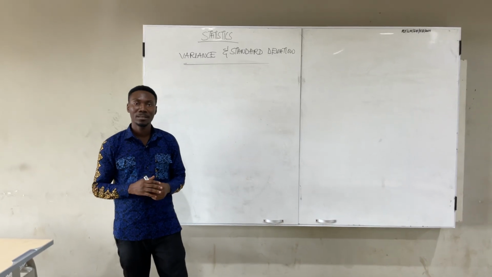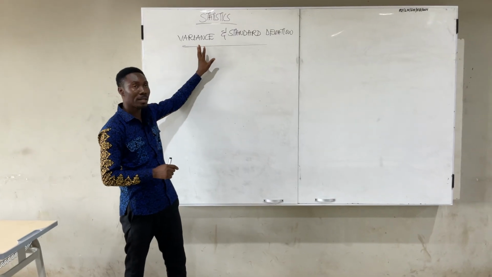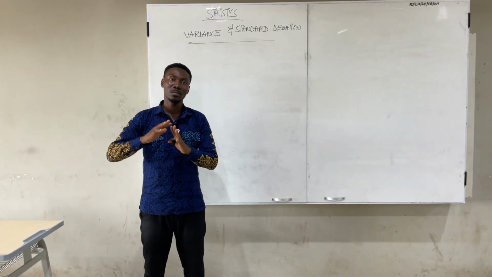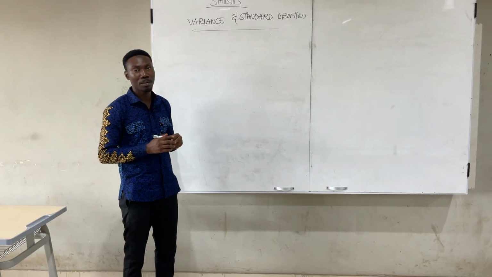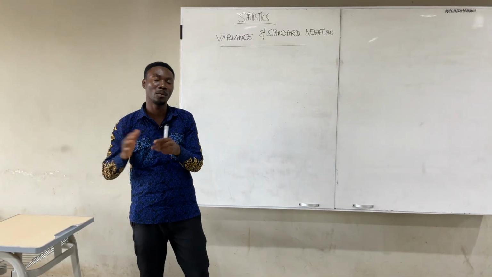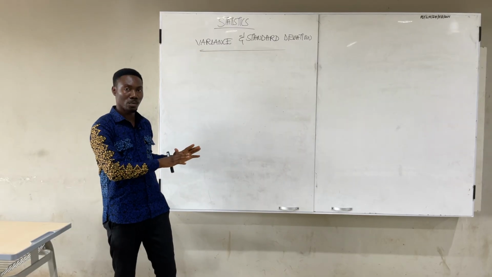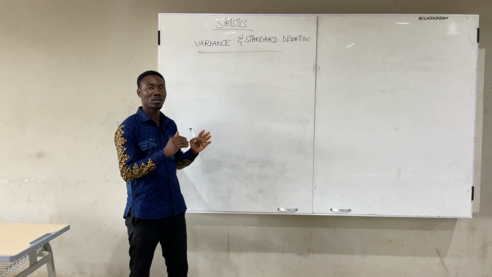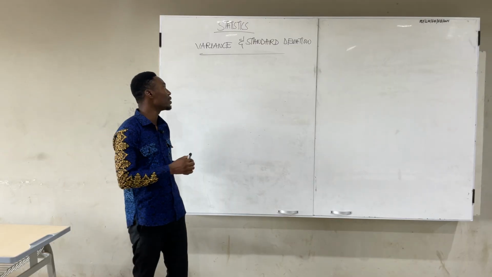All right, welcome everyone. In this video, we are still going to concentrate on how to calculate variance and standard deviation. But this time, we are not going to look at it using raw data. We are going to look at it with a frequency distribution table. For frequency distribution tables, we have the grouped frequency distribution table and the ungrouped frequency distribution table. In this video, we are going to focus on how to calculate variance and standard deviation on the ungrouped frequency table. Then we will later look at the grouped frequency distribution table.